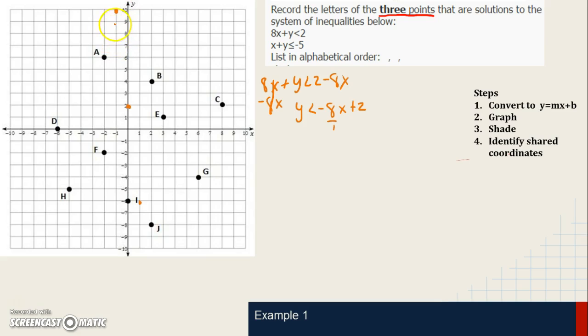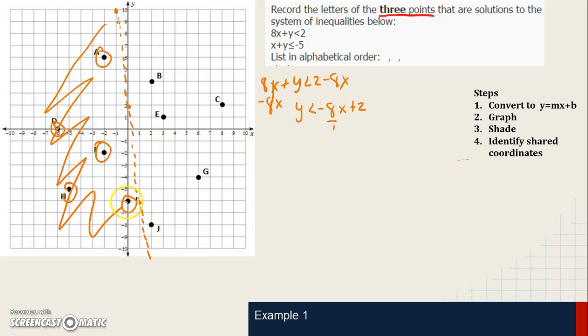And I'm going to try to draw this as straight as I can, just over a little bit. And then I'll go a little more. And then it'll keep going over just a little bit at a time. I'll finish out the top. And then I can go ahead and I can shade. So I'm shading y is less than, so I'm shading below. That's this area here. So it includes A, D, F, H, and I.